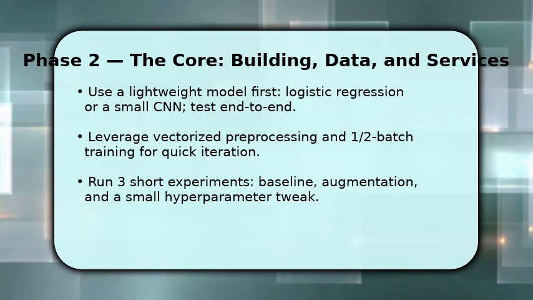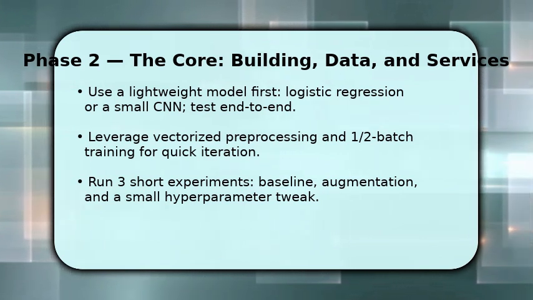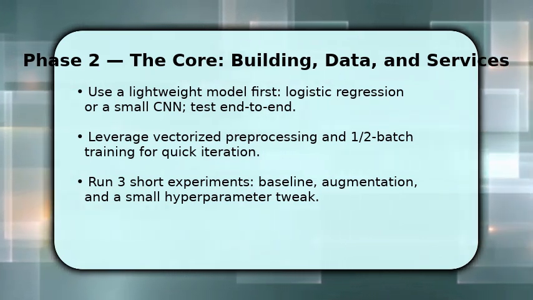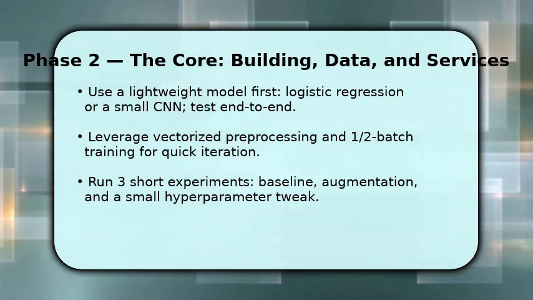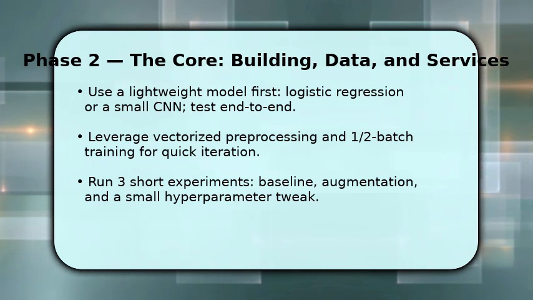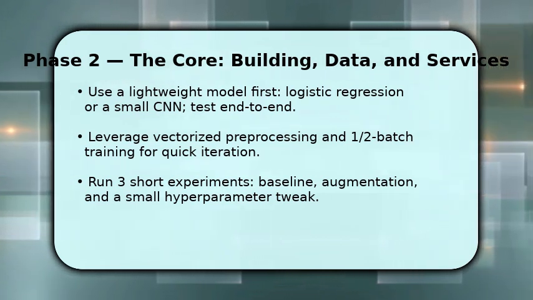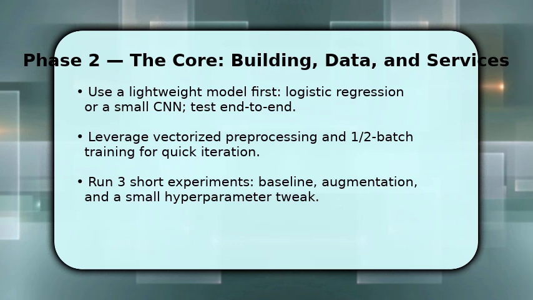Run 3 short experiments: baseline with simple augmentation and 1 hyperparameter tweak such as learning rate or regularization. Compare metrics and logs immediately. When a run succeeds, you can expand complexity confidently and skip intermediate guided examples.